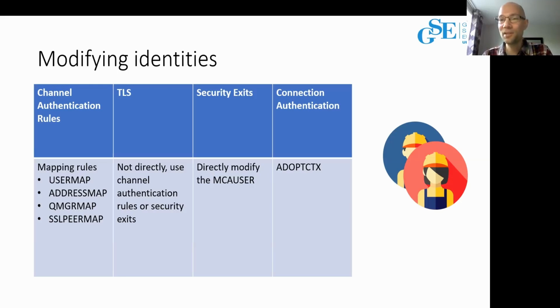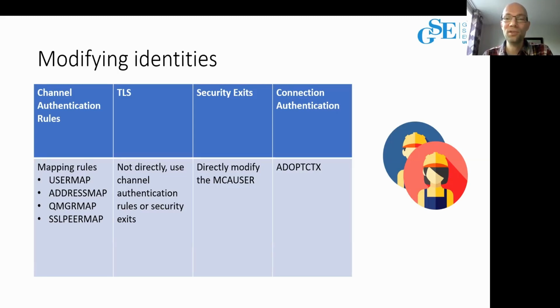The SSL peer map one is probably more useful, so you might be able to guess what this does. If the connection is using TLS, then it's this SSL peer map rule that lets you specify that a certificate with a certain distinguished name that is presented by the client is accepted and then gets mapped to a certain user ID. And that's the user ID that will then be used for the duration of the connection. So that's one way, for TLS connections that come into the queue manager, of mapping the digital certificate to a certain user ID. The other way would be to use a security exit.